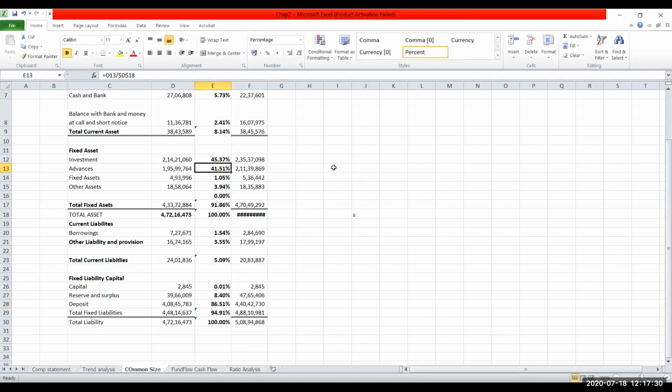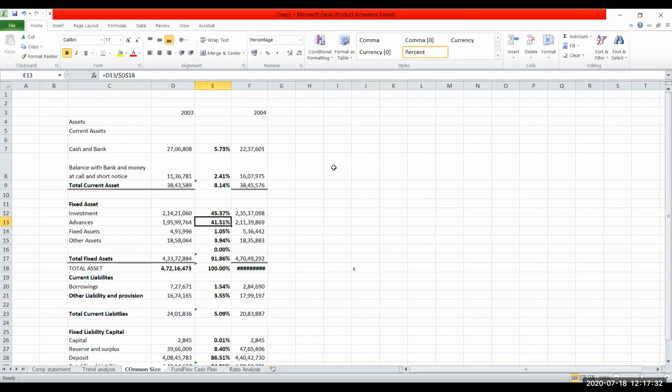So that is the analysis we have to do. If you have the full data, we can do the analysis. This is just an illustrative example of how you can do the analysis.